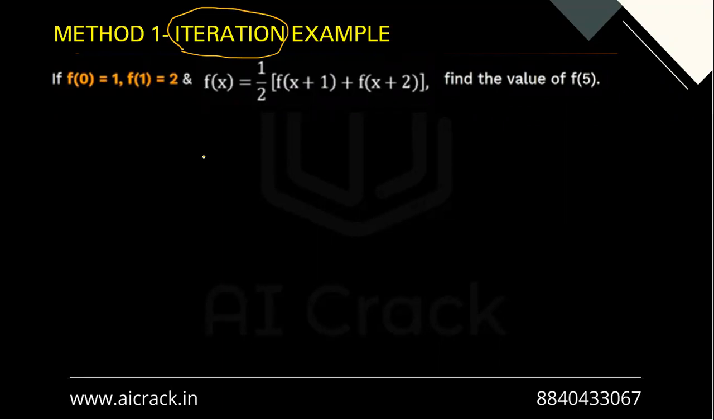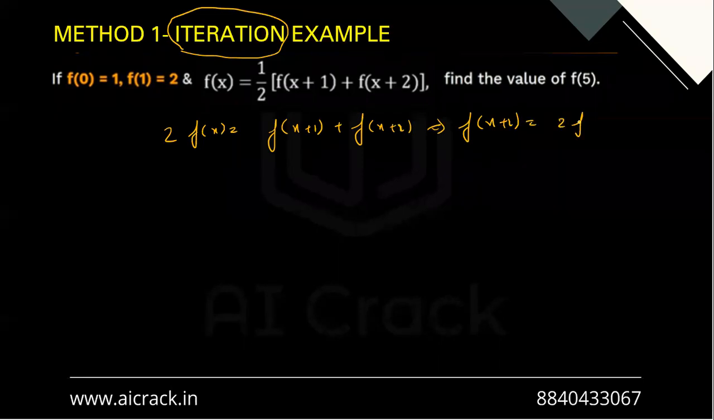So let's try to solve it. We have been given 2f(x) basically equals f(x+1) plus f(x+2). So I'll just rewrite it as f(x+2) equals 2f(x) minus f(x+1), right?